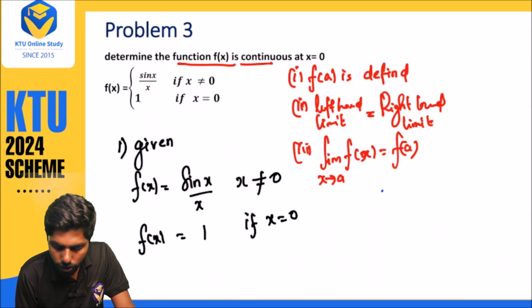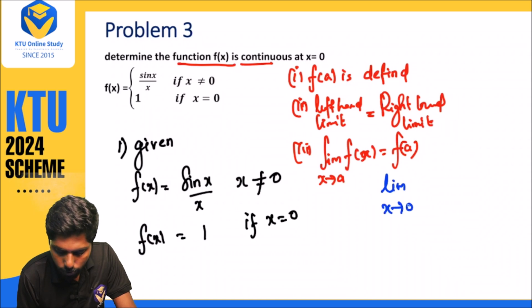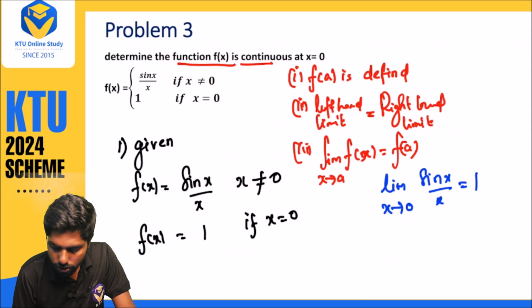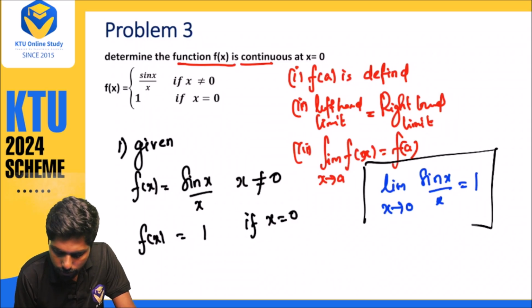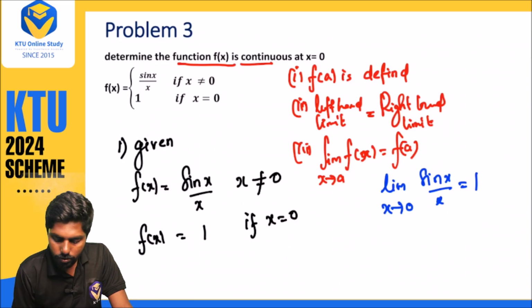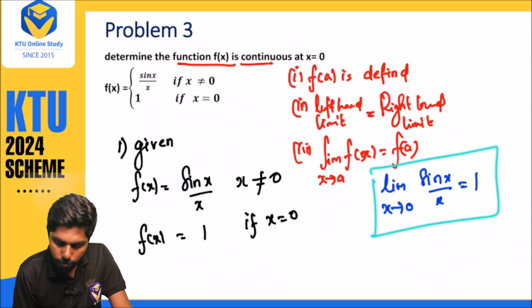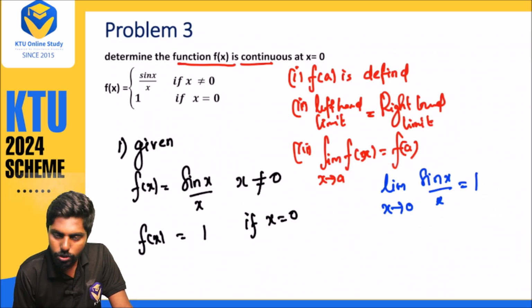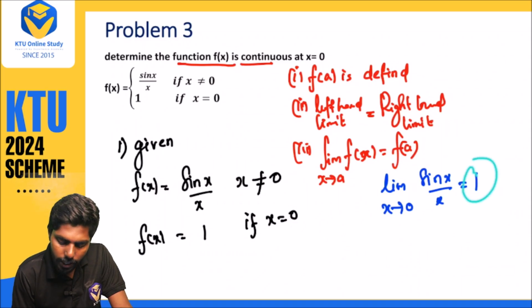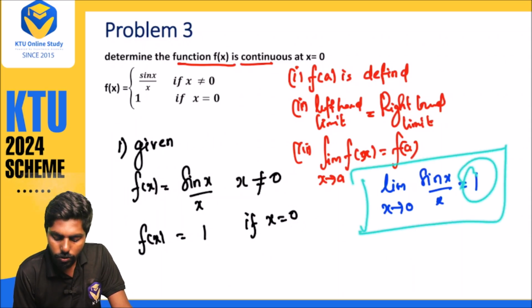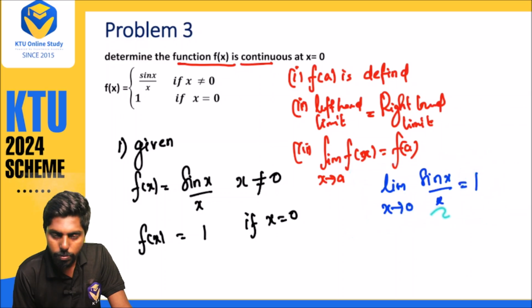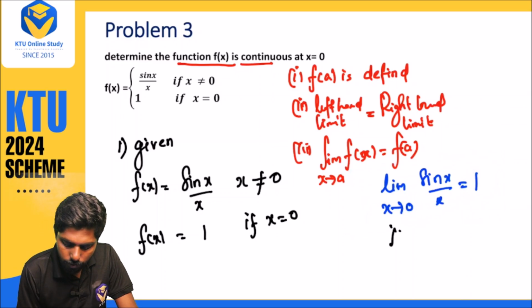We know that the limit as x approaches 0 of sine x divided by x is nothing but 1. This is the reason. That is, the limit as x approaches 0 of sine x divided by x is equal to 1. When you solve this, you will get the answer 1 only. Just recollect this topic: the limit as x approaches 0 of sin x divided by x is equal to 1 only.